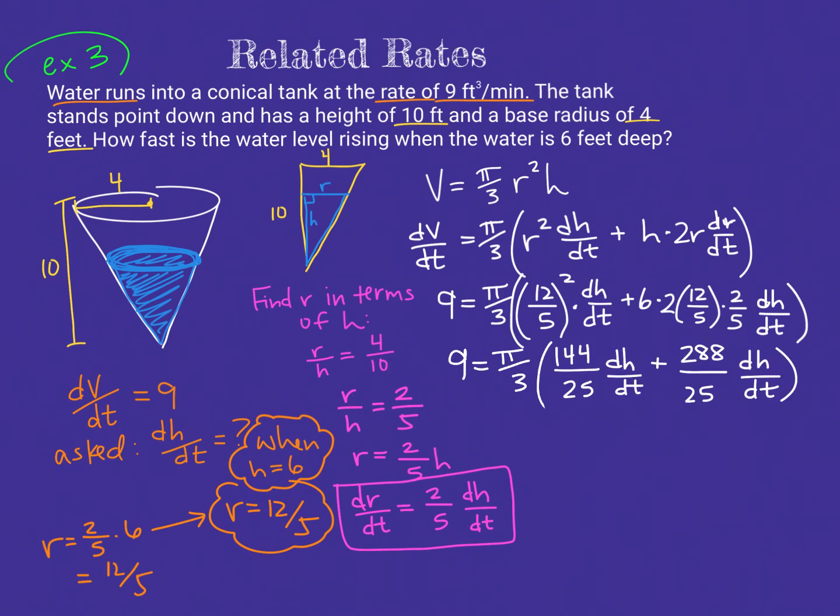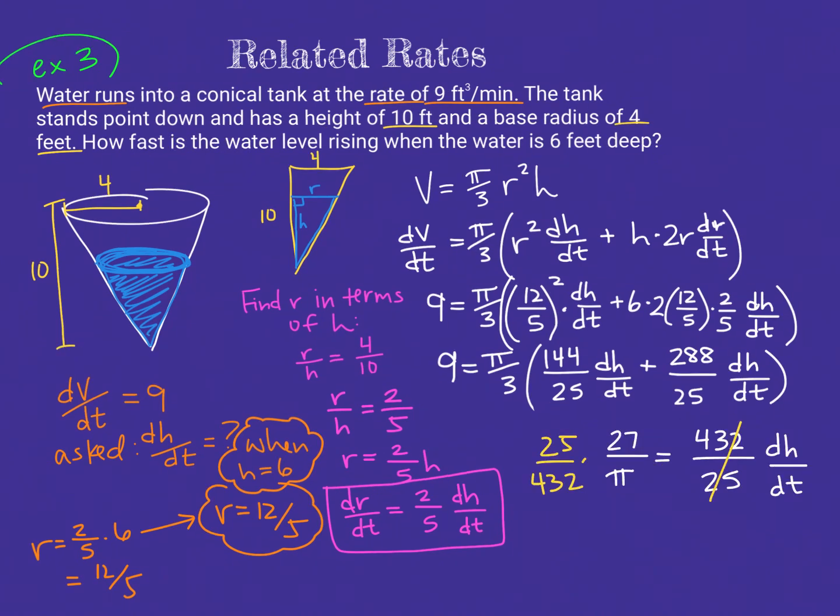Next, I'm going to get rid of the pi over 3 outside by multiplying both sides by 3 over pi. When we do that, we'll get 27 over pi on the left-hand side. On the right-hand side, we can combine like terms here because they both have 25 as a denominator. So 144 plus 288 is 432. So we'll have 432 over 25 and then dh dt. From here, we can multiply both sides by the reciprocal to get rid of it. So we'll multiply both sides by 25 over 432. Then when we do this, 432 is divisible by 27.